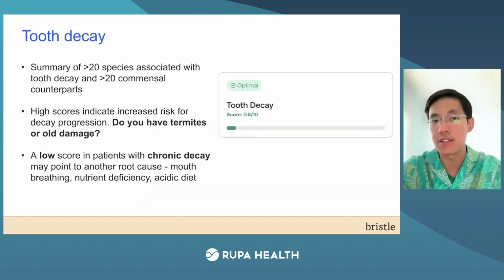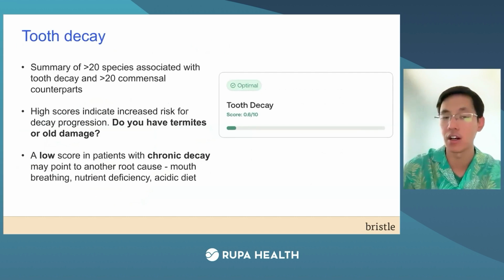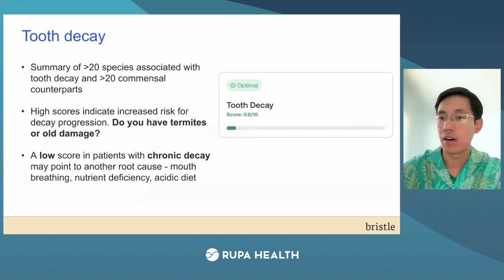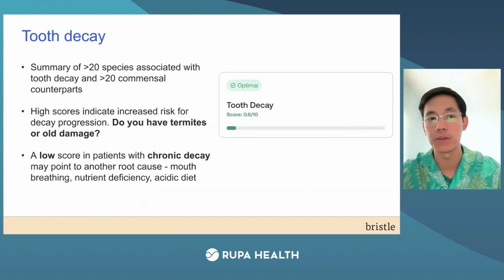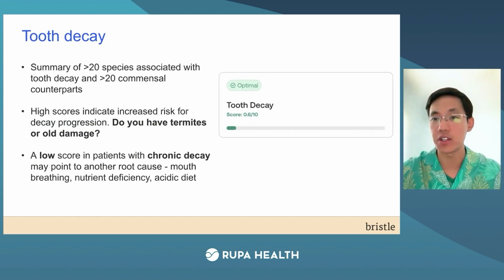And so there's dozens of species that are associated with tooth decay that can create acid and that are really good at colonizing the tooth. And there are over 20 commensal counterparts that do the exact opposite, that actually can colonize the surface and compete with those microbes. High scores really tell you about the progression of decay.